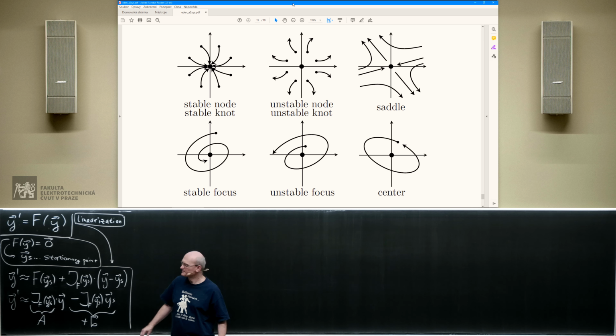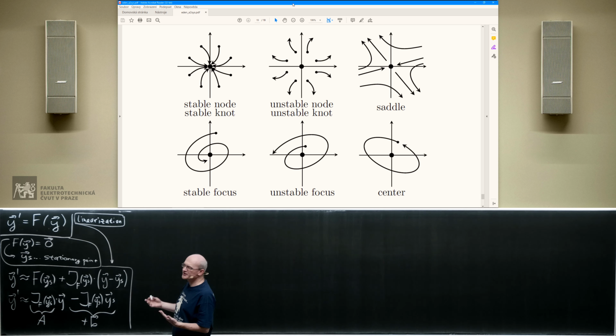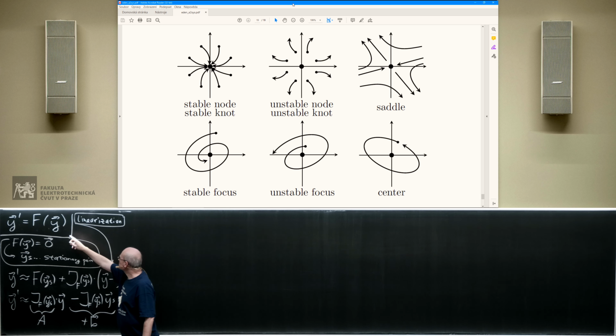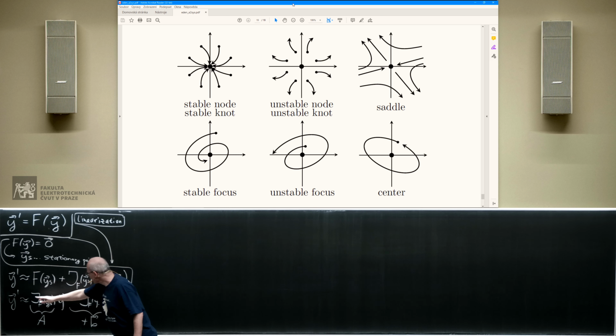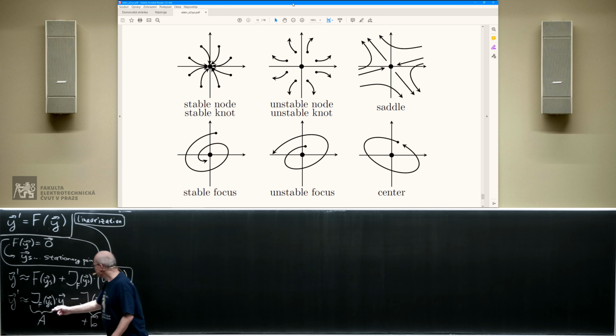So, if I want to know how this stationary point works, how the orbits around this stationary point look like, how they behave, all I need to do is pass from the original equation into my linearization and ask, okay, what's happening here with my stationary point? And the answer is, the matrix A decides. I just look at the eigenvalues and I have my answer. And that's the whole secret. Let's try it.